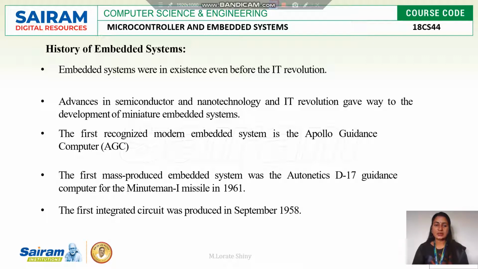The first mass-produced embedded system was the Autonetics D-17 guidance computer for the Minuteman I missile in the year 1961. The first integrated circuit was produced in September 1958. Using this technology, computers were developed and started coming to the market in the year 1963. So this is the short history of embedded systems.